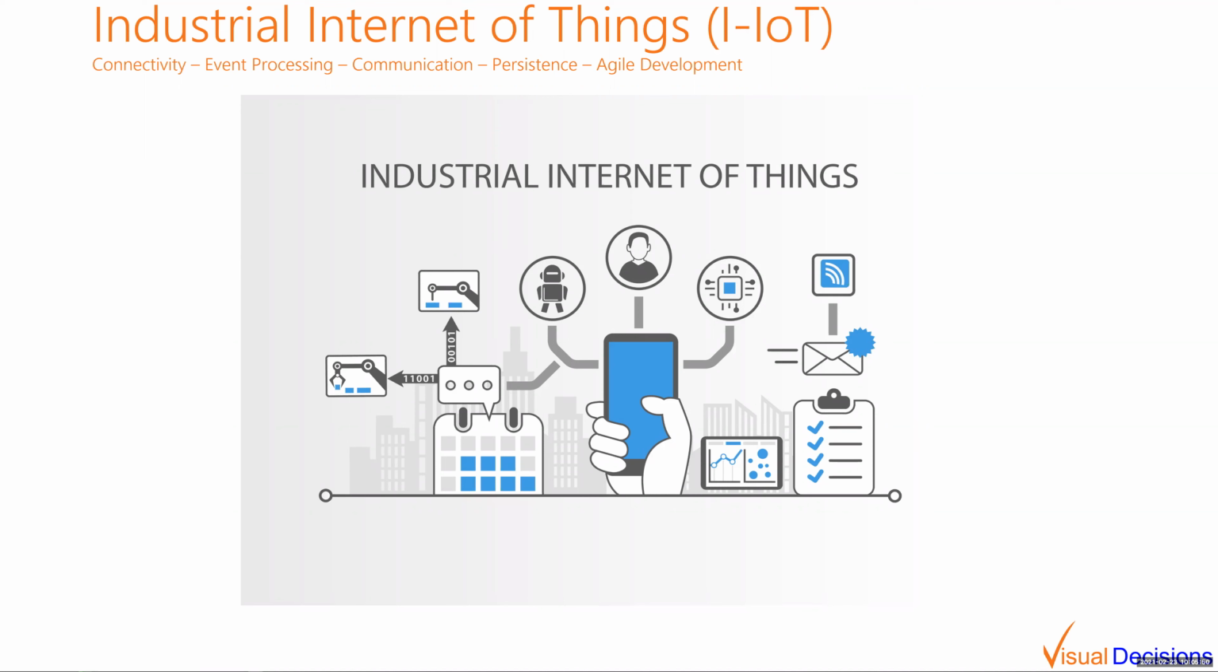So what is I-IoT? The Industrial Internet of Things, or I-IoT, describes the network of different objects or things that are embedded with sensors, software, and other technologies for the purpose of connecting and exchanging data with other devices and systems over your network or over the internet. And so essentially, you're going to focus on the data collection, data routing and persistence, event processing, communication with alerts and things like that.